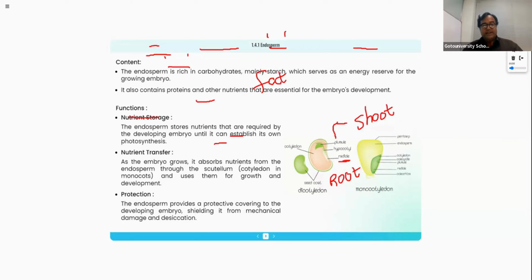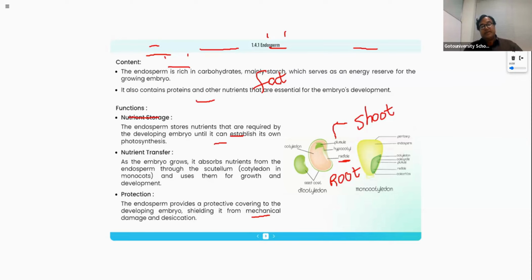So we need to understand mechanical damage and desiccation. What do you mean by mechanical damage? Here, mechanical damage arises for the seed if the endosperm is not protecting it properly.